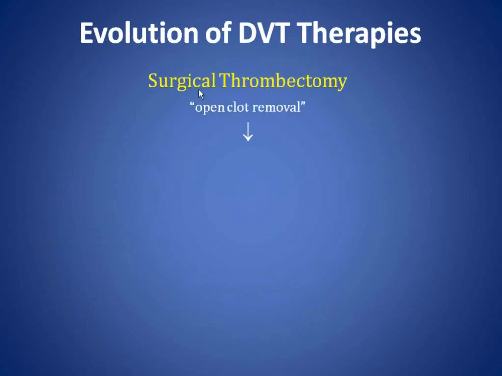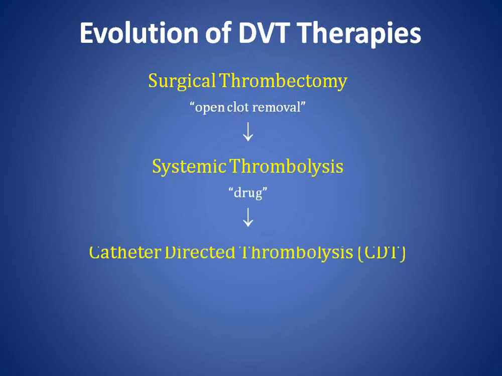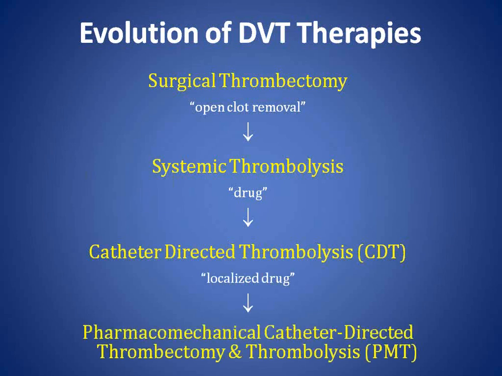So the evolution of DVT therapy: surgical thrombectomy was kind of the thing to do a long time ago. IV thrombolysis, that's a lot of TPA going into the whole bloodstream, which is a setup for bleeding. Catheter-directed lysis, you just put the TPA into the clot. And now the newer thing is pharmacomechanical catheter-directed thrombectomy and thrombolysis, which is a mouthful.